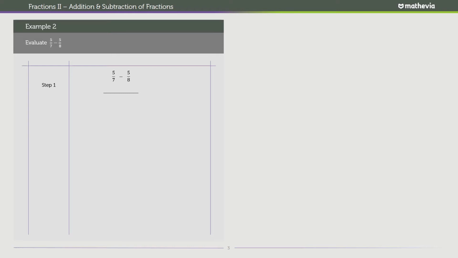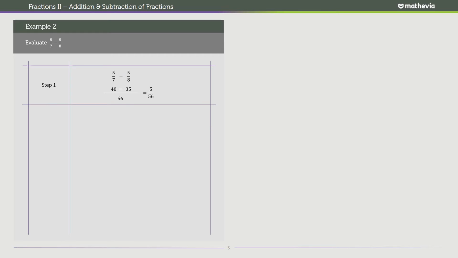Our common denominator is simply the LCM of 7 and 8, and I'll tell you that's 56. Okay, and then you say 56 divided by 7 gives you 8, multiplied by 5 would give you 40. We bring down our minus sign, and then we have 56 divided by 8 would give you 7, multiplied by 5 would give you 35. And then what we have in the end is 5 over 56.